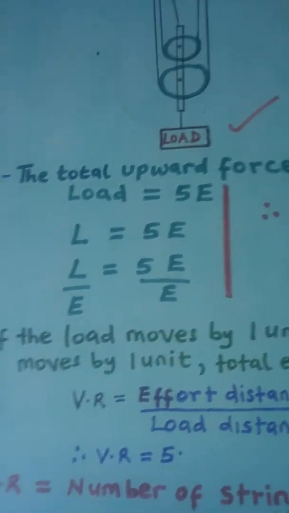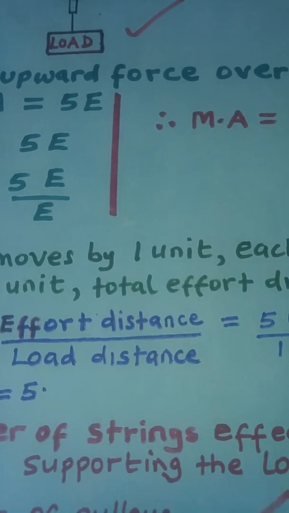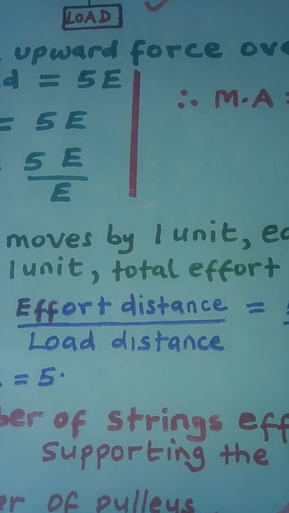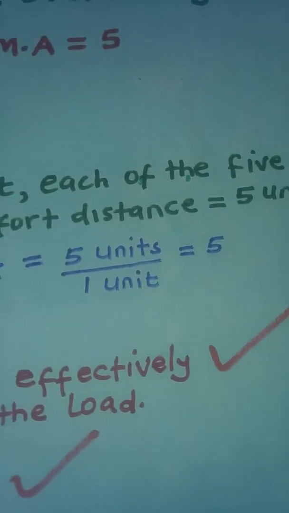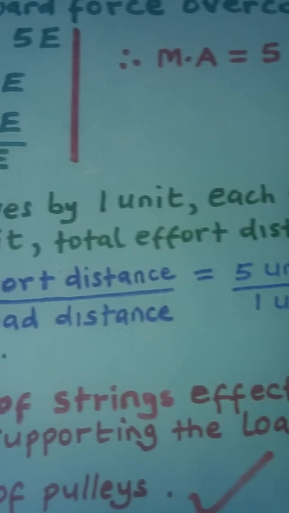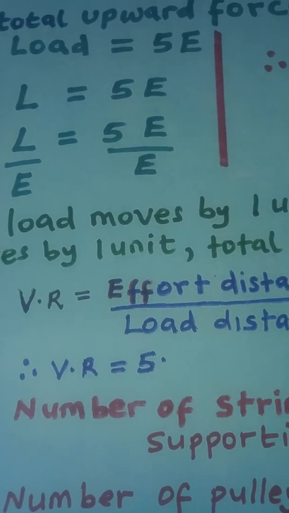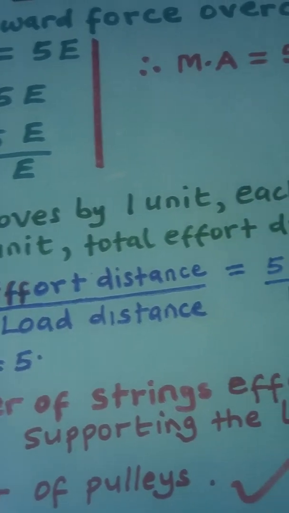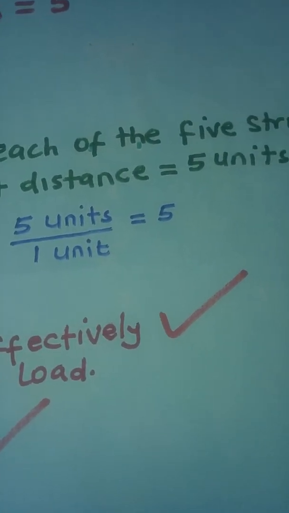So let's put that in writing and say, if the load moves by 1 unit, could be 1 centimeter, 1 meter, 1 millimeter, if it moves by 1 unit, what happens? Each of the 5 strings, remember there are 5 strings there, will be moving by 1 unit. When the load moves by 1 unit, each one of them will be moving by 1 unit. But because there are 5, their total distance will be 5 units.